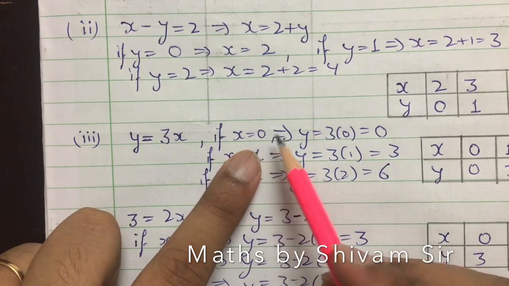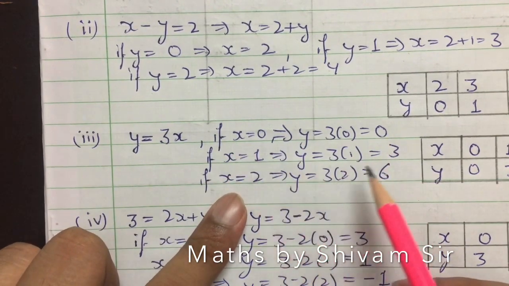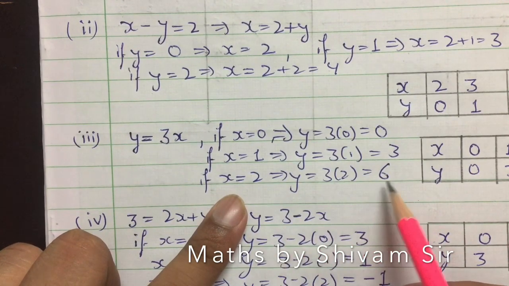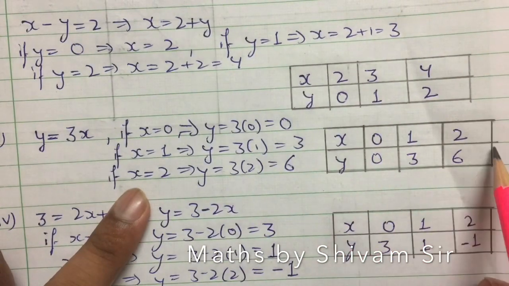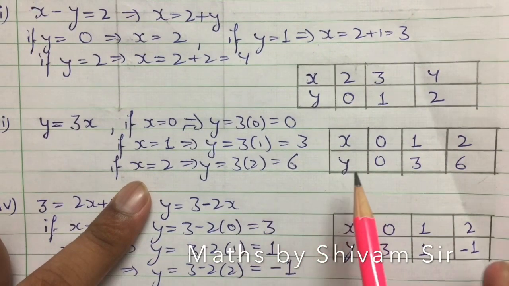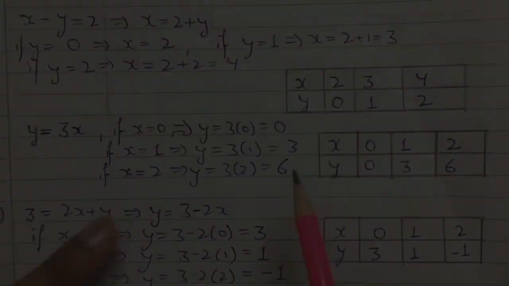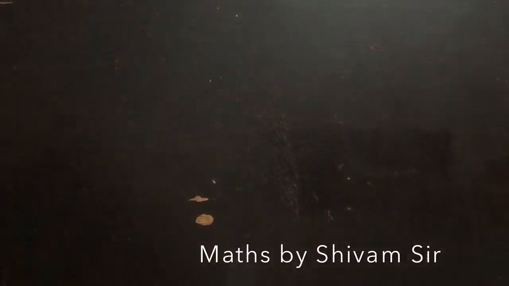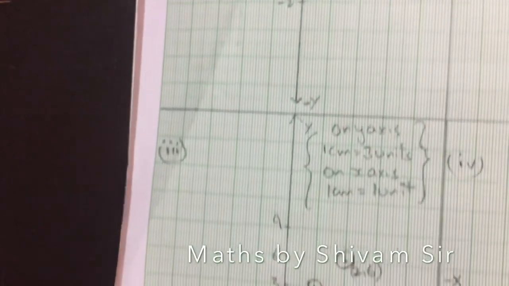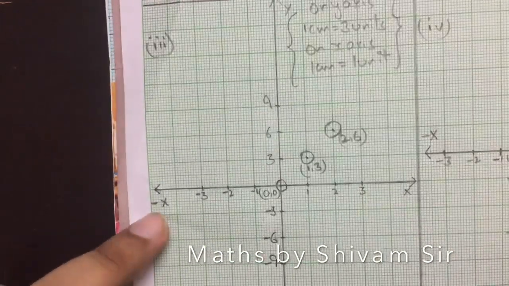So x is equal to 0, that means y is 0. If x is 1, y is 3. If x is 2, y is 6. So here we have drawn its table. You can pause the video and find out the value yourself. Now its graph. So here I have plotted.